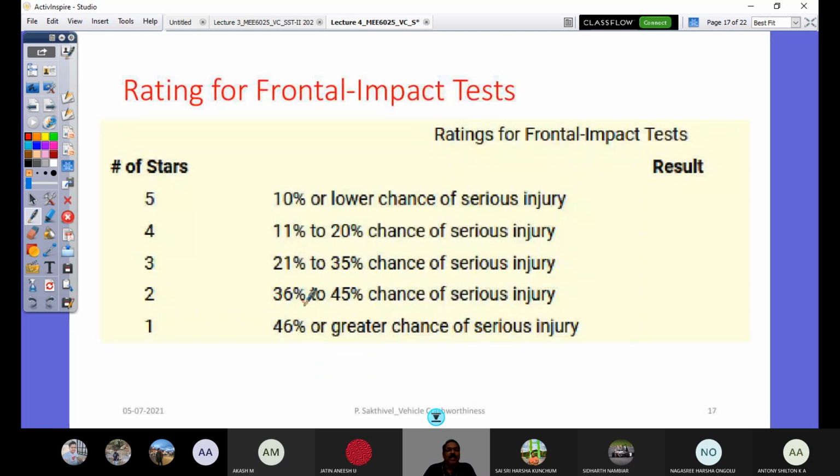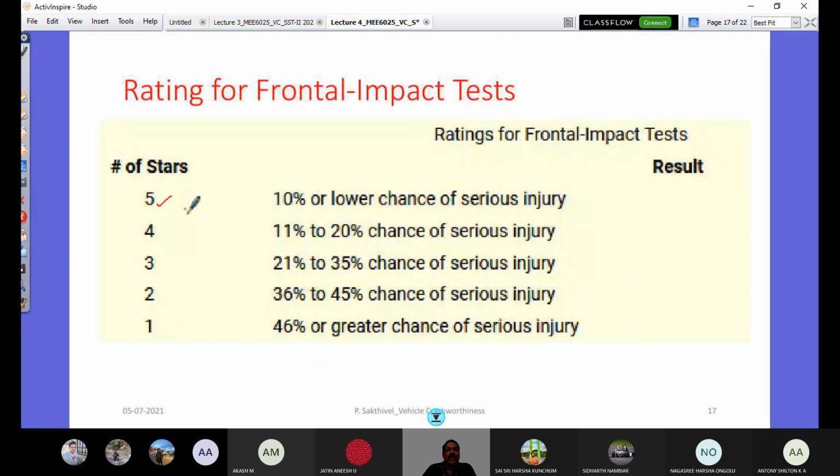So the 5-star rating you can see here. For a 5-star rating, you want a 10% or lower chance of serious injury. Serious injury is like this. So what should be the score? The rank should be 1. Ranks 1, 3, 6 we have seen. Rank 1 says it's not a serious injury. Like that you can say.